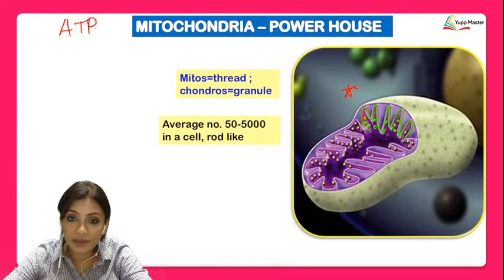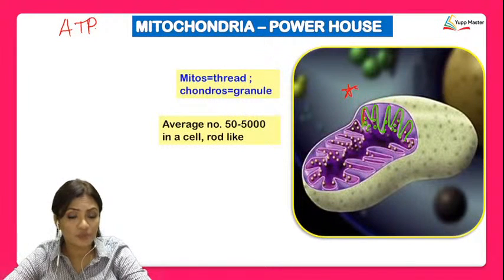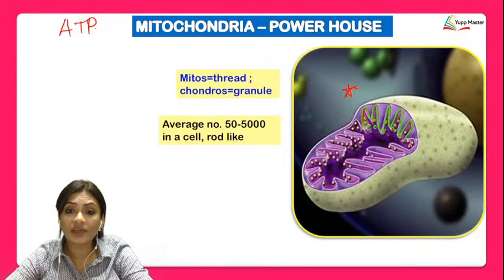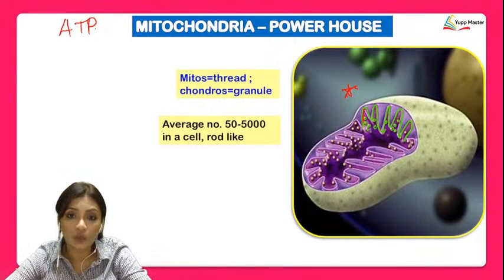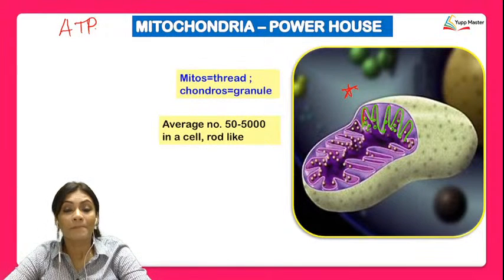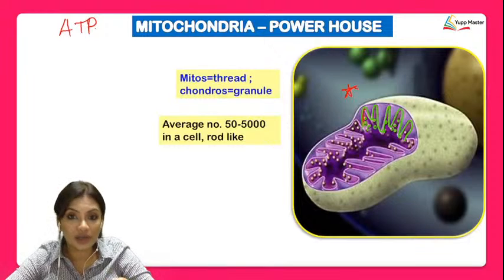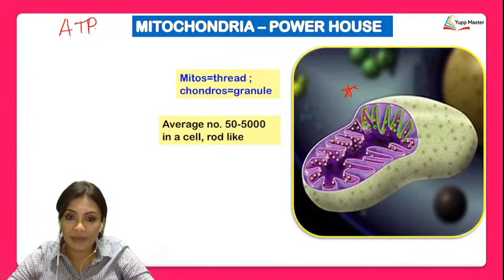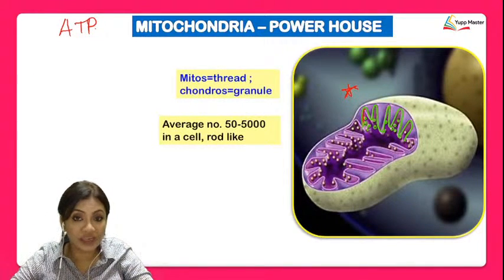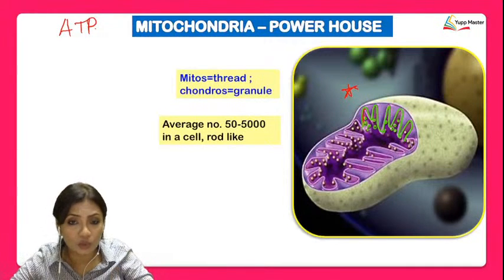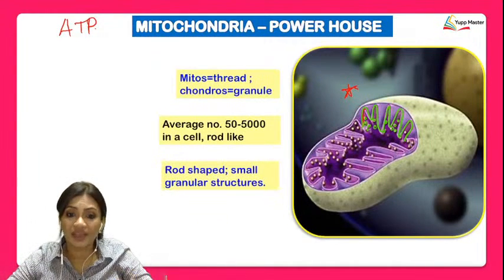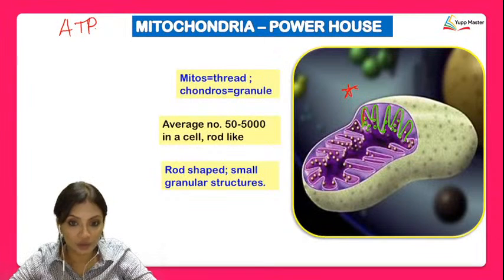How many mitochondria are there? On average, in each cell there could be around 50 to 5,000 mitochondria. Remember, the shape of these mitochondria is always rod-like. So mitochondria range from around 50 all the way up to 5,000 in a cell. They are rod-shaped, small granular structures. Remember the presence of the granules.